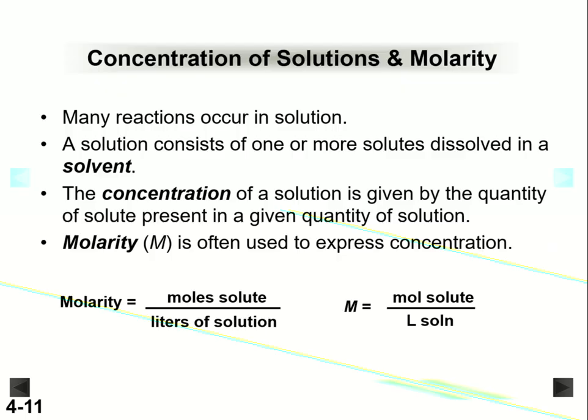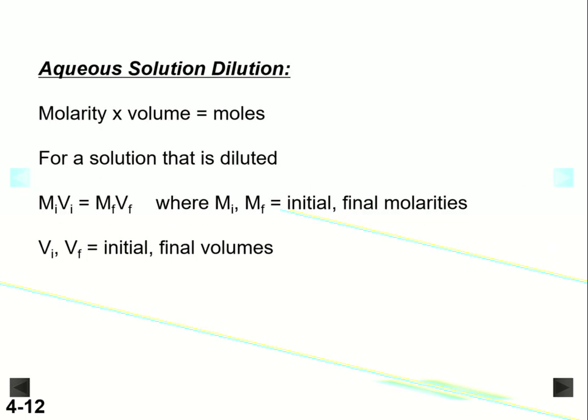When you get to Gen Chem 2, you'll see some different concentration units that are moles divided by mass of solvent, which are a little bit different. But in this case, we're just going to work with molarity, moles per liter solution. The basic calculations that we deal with are as follows. The molarity of a solution times its volume will tell us how many moles of solute we have in our solution.